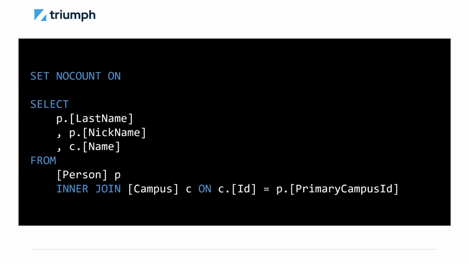A minor performance advantage can be had if you use set no count on, just like it says there. The only reason that you would have no count off, which is the default, would be if you need to know the number of rows affected by a query, which you can usually see under the Messages tab if you're using SSMS or Azure Data Studio. So yeah, if you don't need that row count, set no count on, and that's one less thing that the query has to do. It'll go a little bit faster.